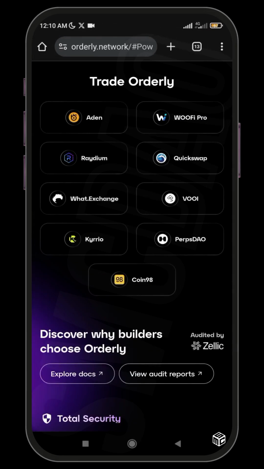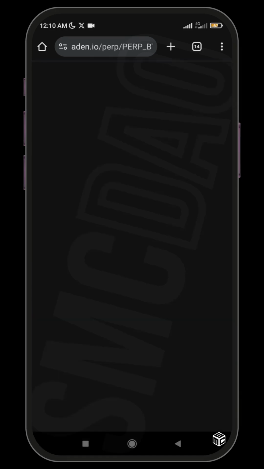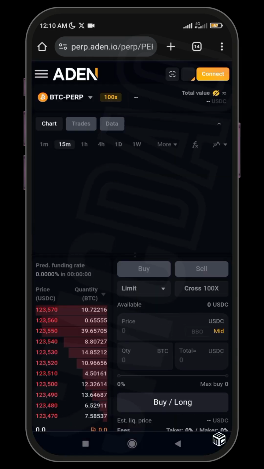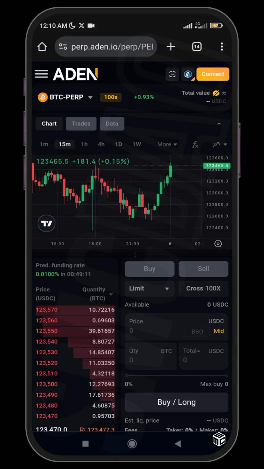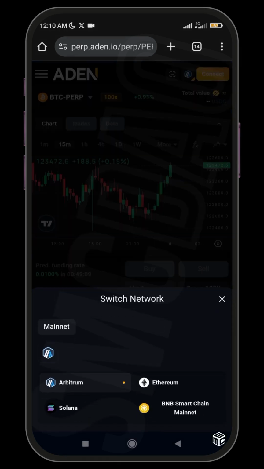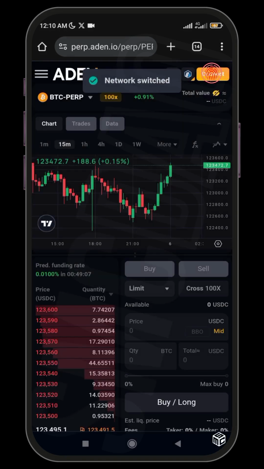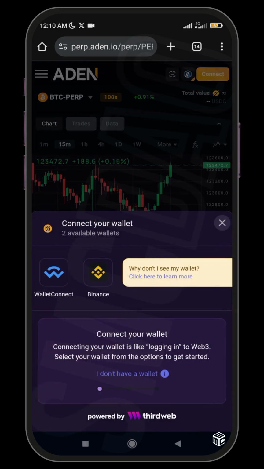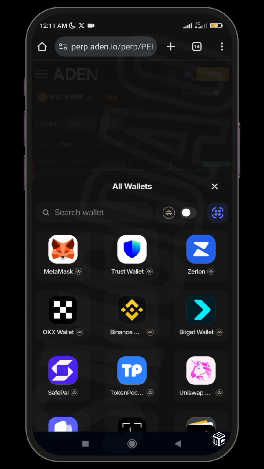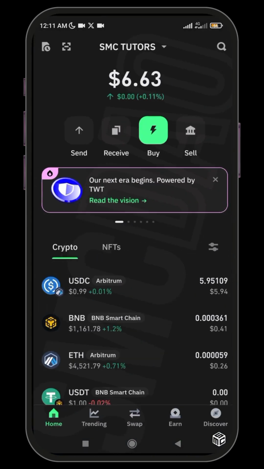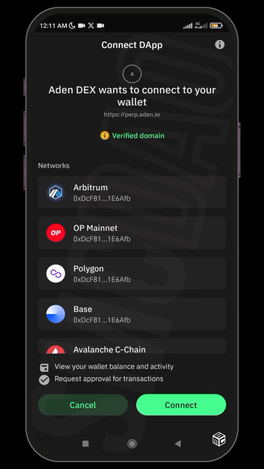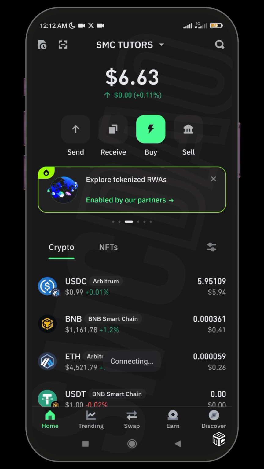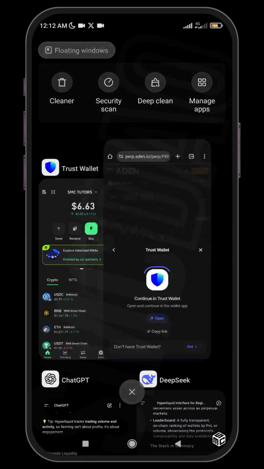Pick a front end dApp you wish to use from here. We'll be using Aden, so I'll just tap on it. Select your chain. We'll be using Arbitrum, then connect your wallet. Click on WalletConnect to see all supported wallets. We'll be using Trust Wallet, so I'll just tap on it. Just click on Connect. Now let's head back.